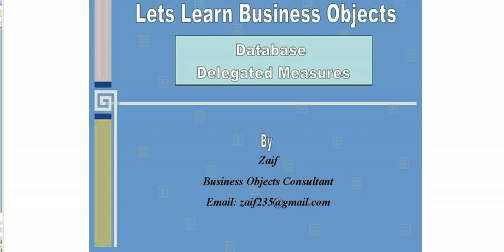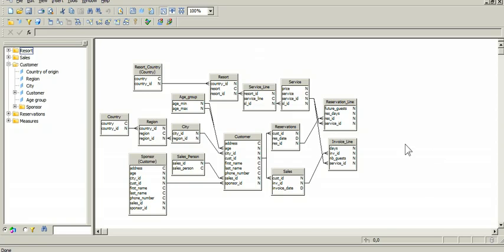Database delegated measures. A universe has three basic types of result objects: dimensions, details, and measures. Measure objects are analytical values like dollars or quantities. Measure objects have two extra settings that dimensions and details do not have: a SQL aggregate function and a report projection function.